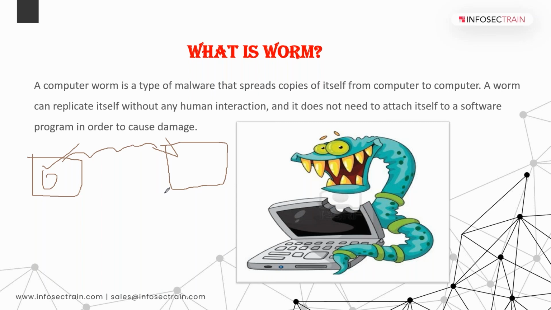But a worm is a malicious program which originates on a single computer and searches for other computers connected to that computer in a network. It will spread over the network from computer to computer, and it does not need any human help, but a virus needs human clicks. Whenever a human clicks, that virus will replicate in the system, but a worm does not need any human help. Automatically it will replicate from system to system. That is a worm.